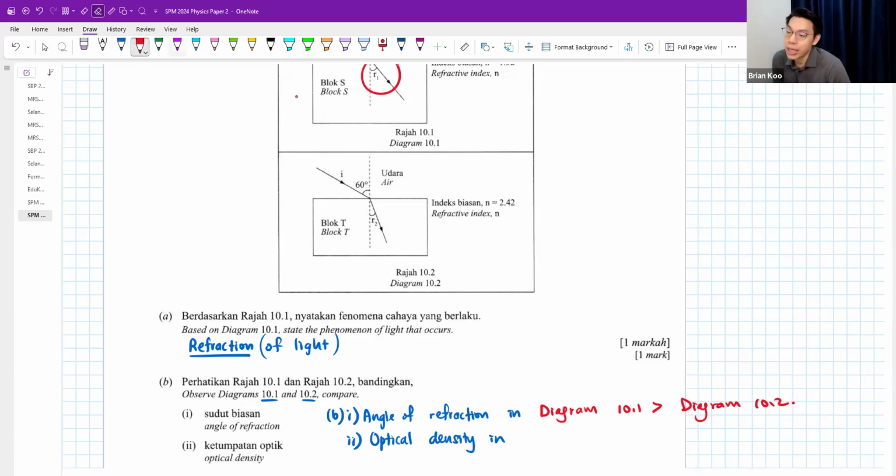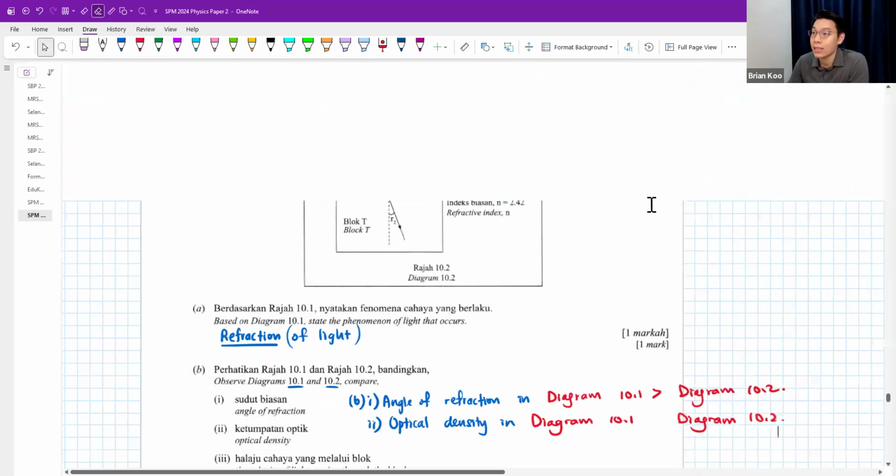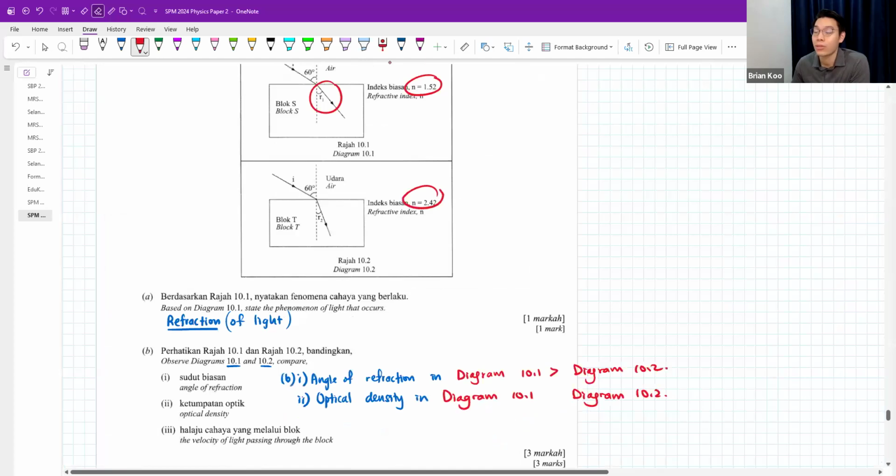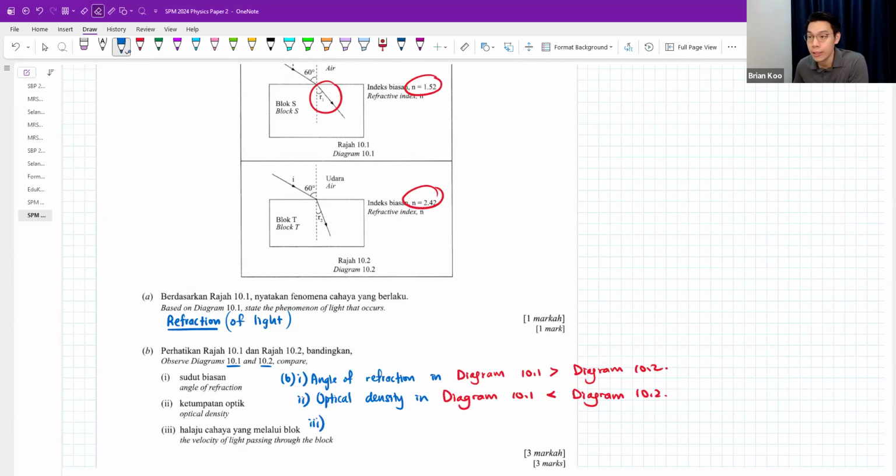Number 2, optical density. Guys, what if you never mention diagram 10.1, 10.2? Instead, for optical density you say block T and S, also accepted. You don't have to say diagram 10.1, 10.2. You can also say block T and S if you prefer. Right now the refractive index is 1.52 and 2.42, so diagram 10.1 is smaller than 10.2. Lastly, velocity of light passing through the block.